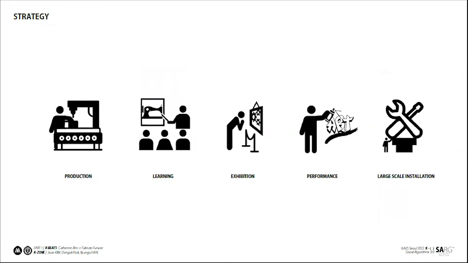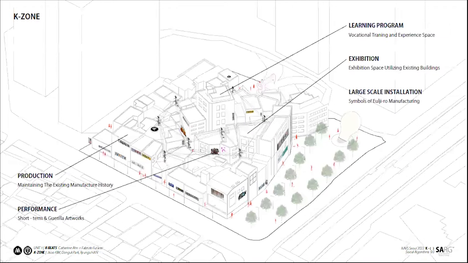Therefore, we would like to introduce 5 strategies that can slow down the development and protect the lives of residents. Our strategy is production, learning, exhibition, performance, and large-scale installation. This image is an axonometric that describes our program.